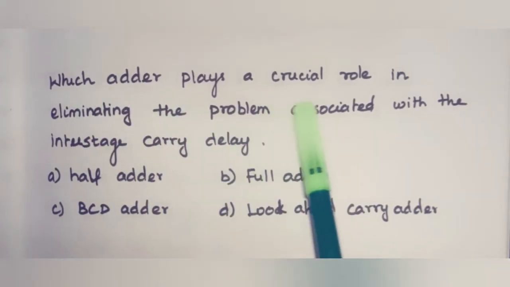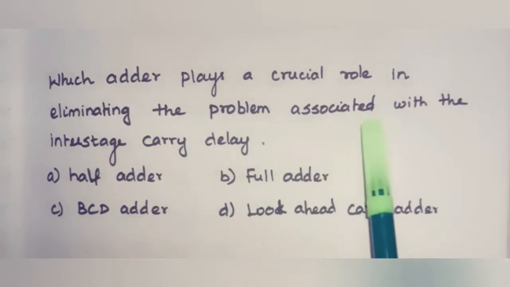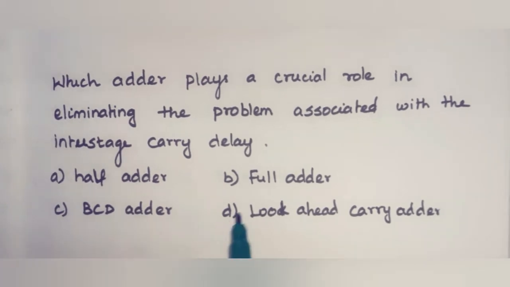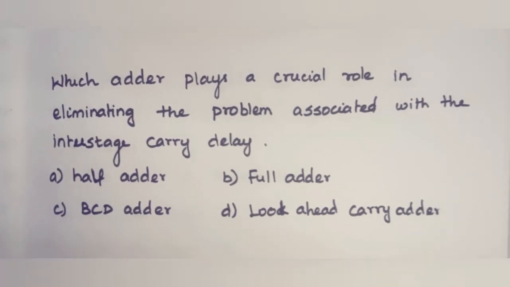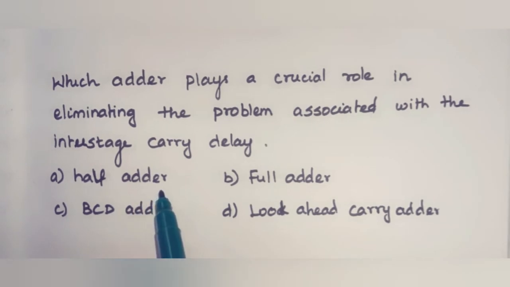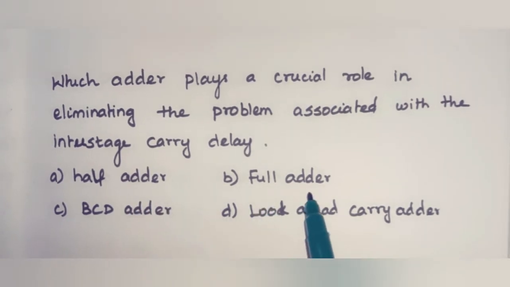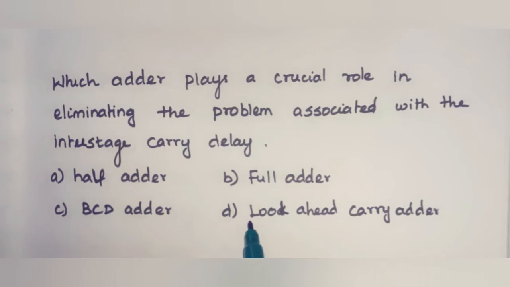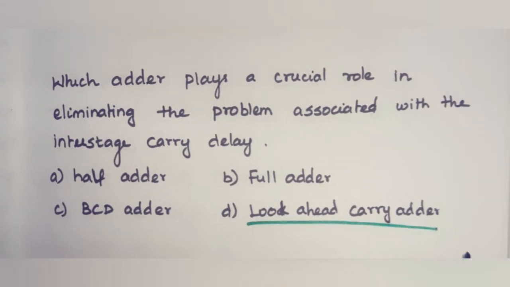Which adder plays a crucial role in eliminating the problems associated with the interstage carry delay? Options are half adder, full adder, BCD adder, look ahead carry adder. Half adder is to add 2 digits, and full adder is to add 3 digits. BCD adder is to add 2 BCD numbers, and look ahead carry adder is to eliminate the propagation delay in the parallel adder. So the answer is D.